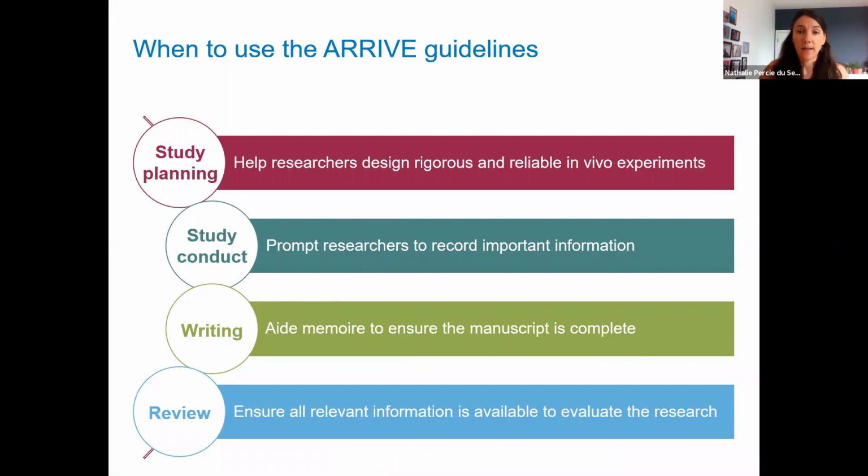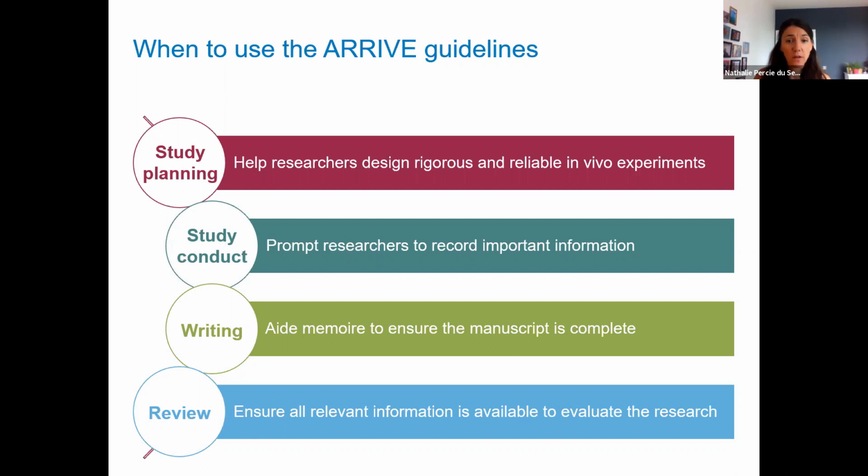So, as I said earlier, the ARRIVE guidelines are reporting guidelines, but they are useful to consult throughout the course of a study. So first of all, during the study planning, the guidelines and accompanying explanation and elaboration document provide recommendation on experimental design, on minimization of bias, on sample size determination and statistical analysis. So that helps researchers design rigorous and reliable in vivo experiments.